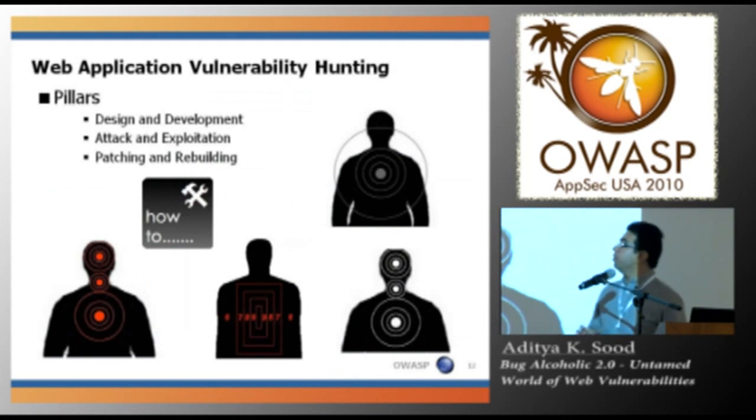So what about web application vulnerability hunting? There are a lot of pillars based on that, as I mentioned in the last slide. So we have design and development, then we attack and exploit, then we patch and rebuild. All these three things matter a lot. If you have an issue in one, it feeds back to the second, and it goes back to the third. So all these things are really interdependent. So web vulnerability depends not on looking into one aspect, but a lot of different aspects.